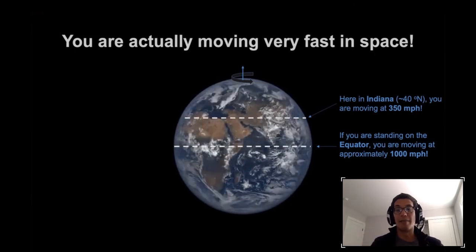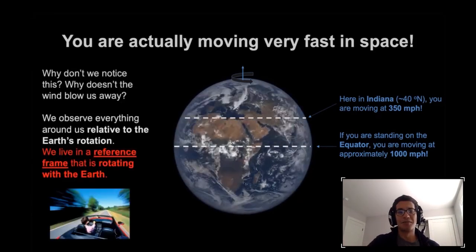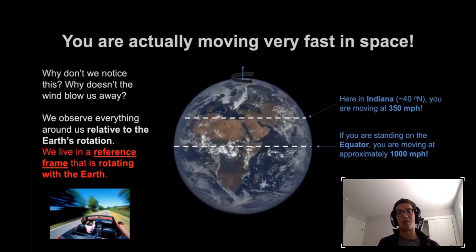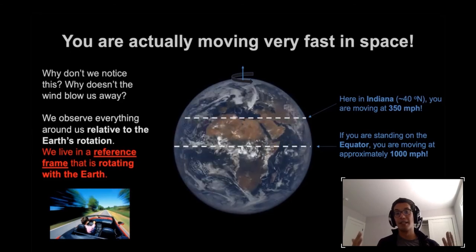Here in Indiana, about 40 degrees north, you're moving at around 350 miles per hour. And of course, you don't realize that, do you? So why don't we notice this? Why doesn't the wind just blow us away? So the atmosphere is also moving at that speed, but then the wind is blowing relative to that. So we observe everything around us relative to the Earth's rotation. When we feel the wind blowing at 5 miles per hour, for example, it's actually relative to the rotation of the Earth. The atmosphere is also adjusted to that rotation.